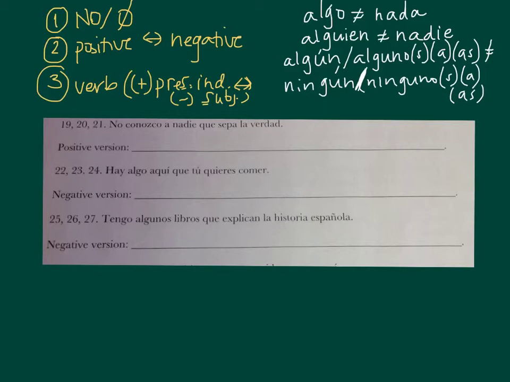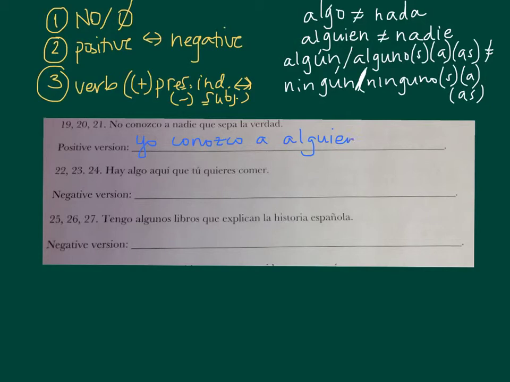So for the first one, we have a negative sentence, right? No conozco a nadie que sepa la verdad. I don't know anyone who knows the truth. And you want to make it the positive version by saying, I know somebody who knows the truth. So we're going to take away the no because it's now positive. My first verb will stay the same. Yo conozco a, and since I now want the opposite of nadie, I look over here and I say, oh, the opposite of nadie is alguien. Yo conozco a alguien.